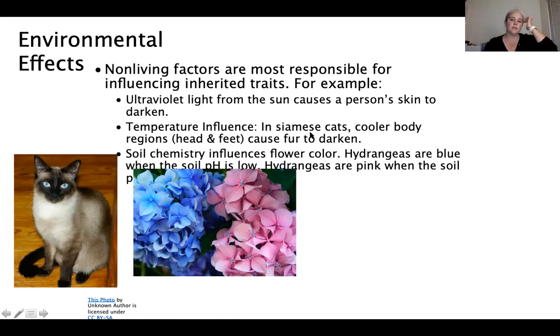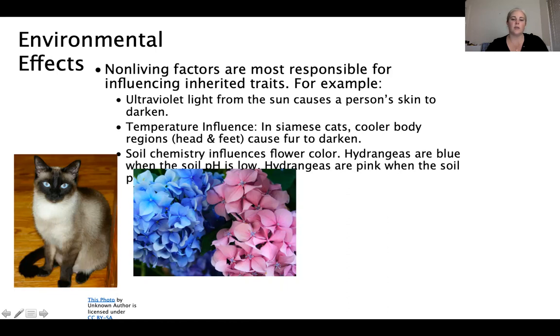Temperature influence in Siamese cats is kind of cool. Their cooler body regions, which are going to be their forepaws and their rear paws, and their head and feet, are going to be darker, because those are cooler. And where they're nice and warm is actually where it's lighter colored, the pigmentation under their skin. And then these are one of my favorite flowers, hydrangea.